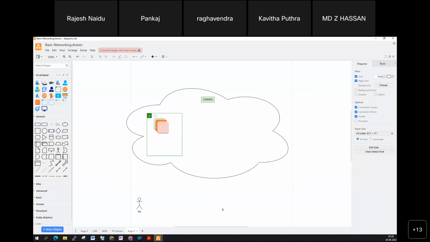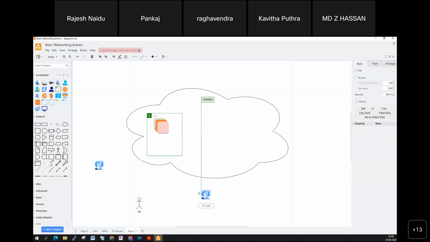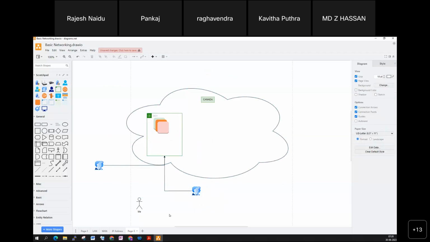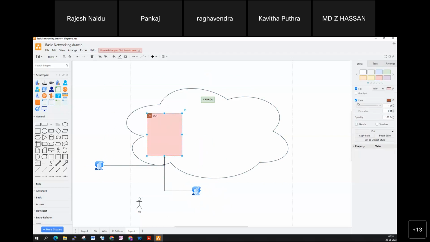Now these are my customers. They are trying to connect from different locations to access my services on the cloud. It's well and good. All of a sudden, my data center is down. My application is not accessible and these users are unable to access the application. So this is not a proper setup. You understand? This is not a proper setup.